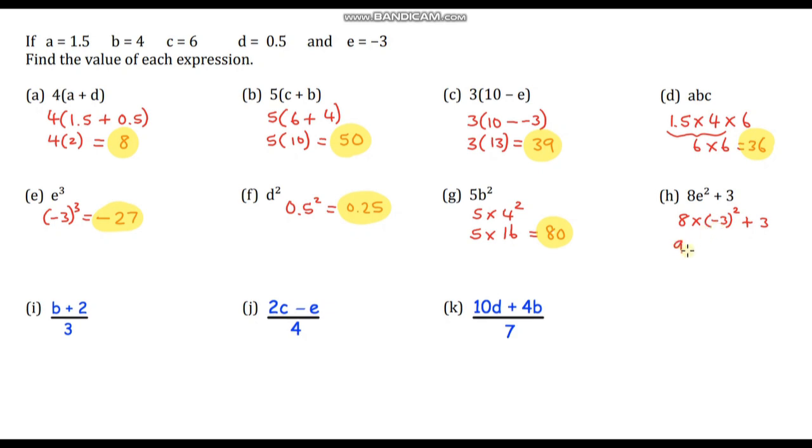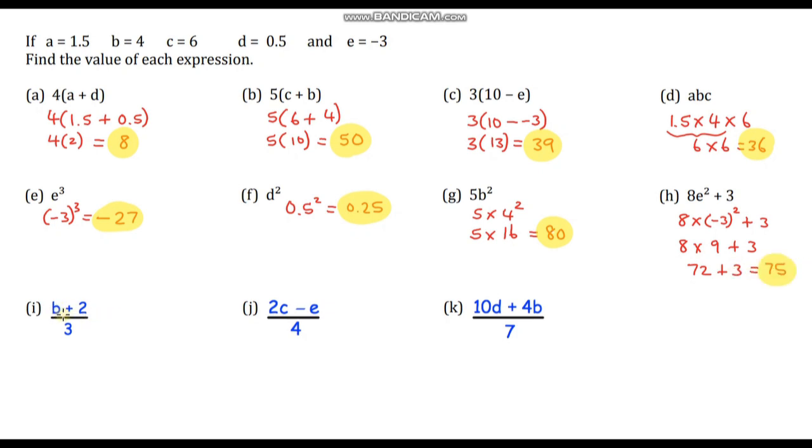So it's going to be 8 times 9. I said 8, but I wrote 9. So 8 times 9, and then plus 3. And again, our order of operations tells us to do the multiplication first. So 8 times 9 is 72. So it's going to be 72 plus 3, which gives us 75.